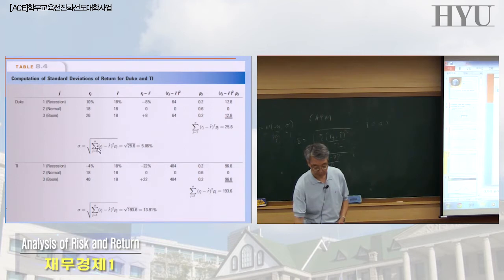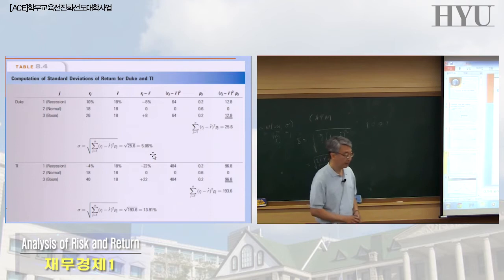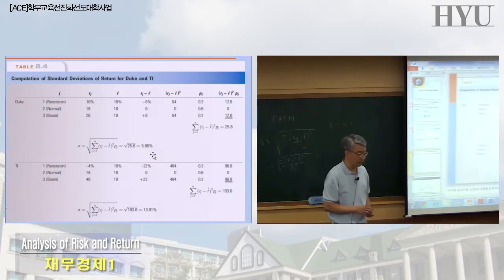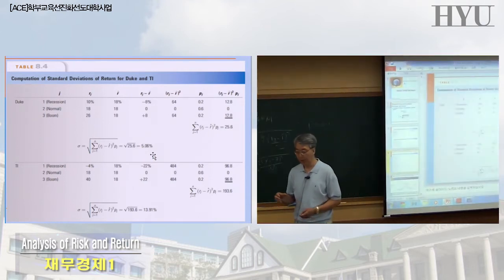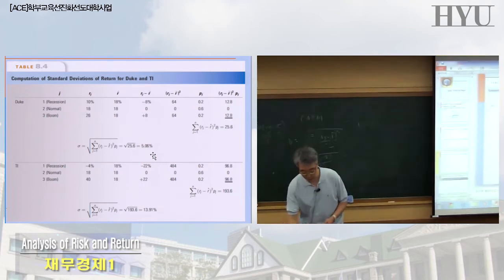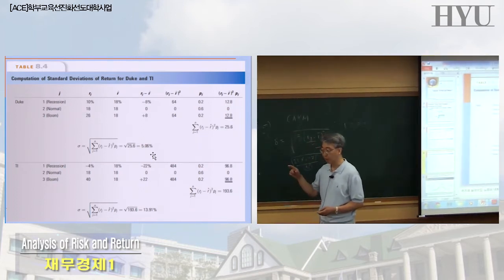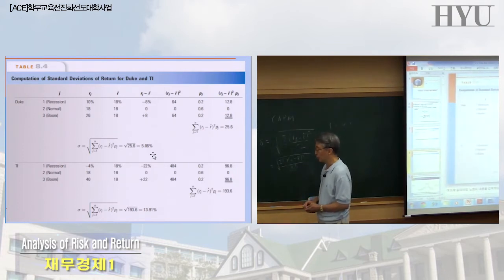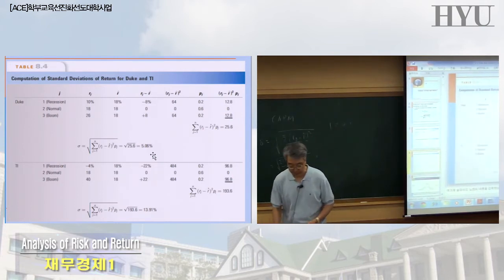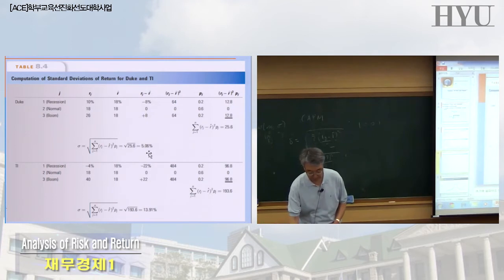So that's why we take a square root and calculate the standard deviation. After you take the square root, it will have the same unit as the original unit. So if this was $1, this will be $1, okay? That's the reason why we deal with the standard deviation. After calculating the variance, we do one more step of taking a square root to come up with the original unit. Anyway, we find that the standard deviation of Duke stock is 5.06%.